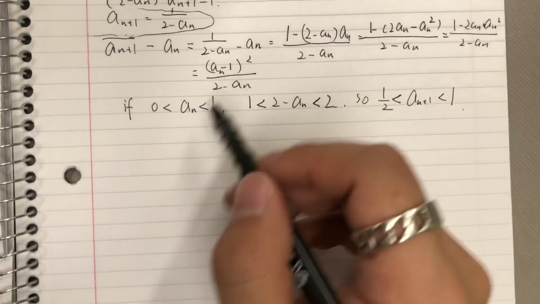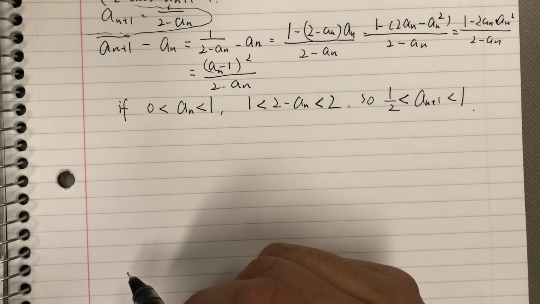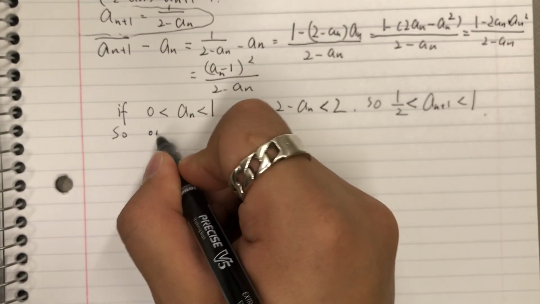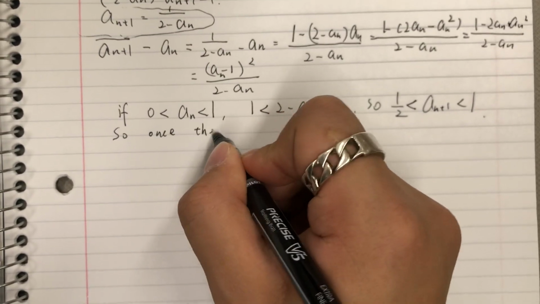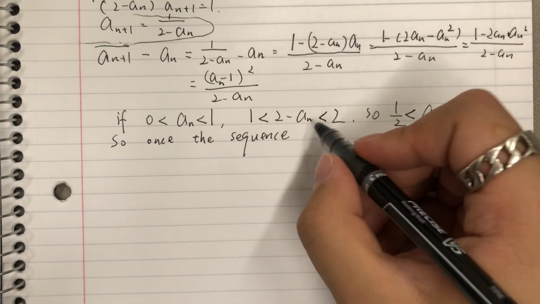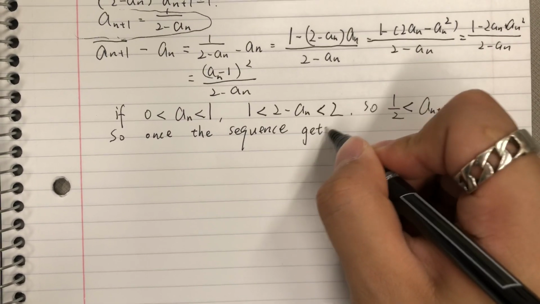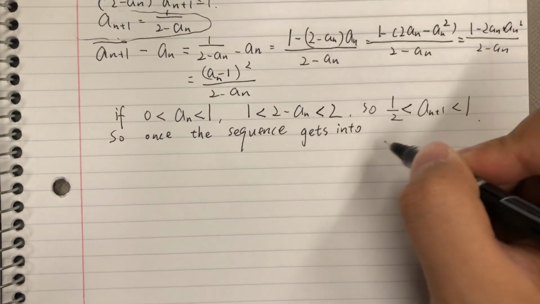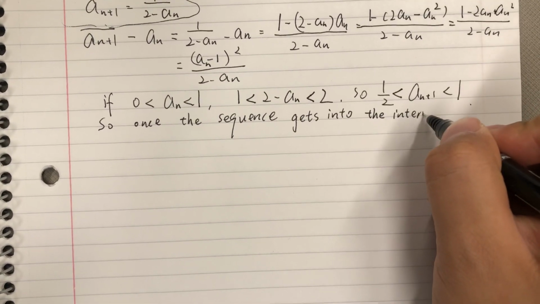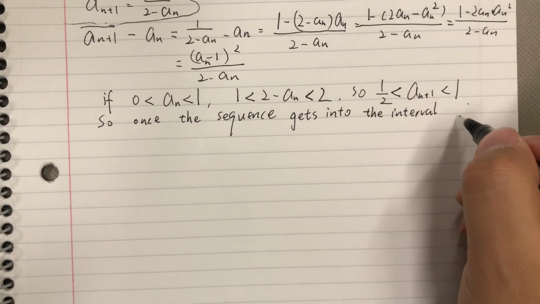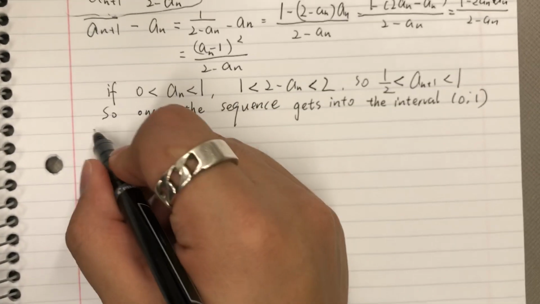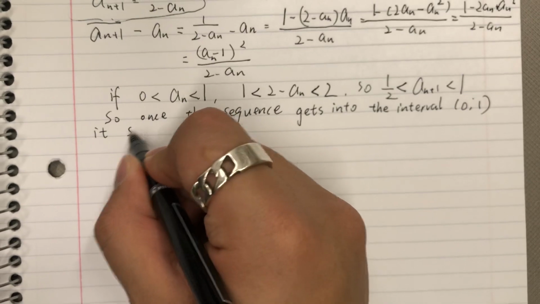So once the sequence gets into the interval (0, 1), it's going to stay there.